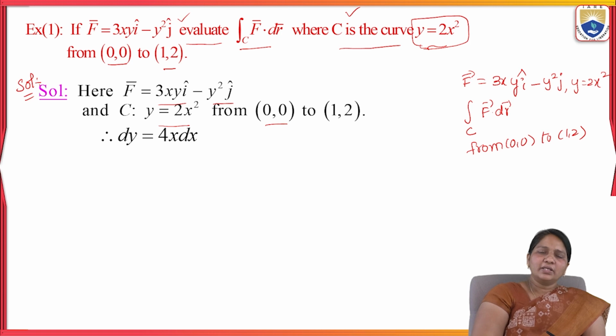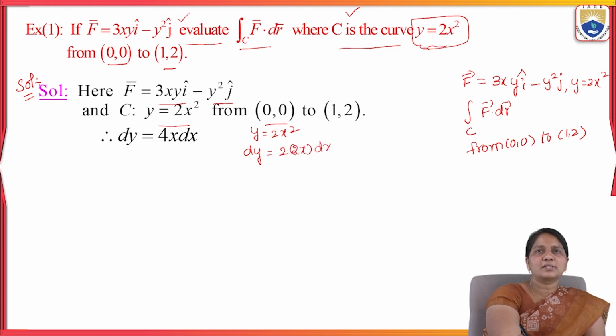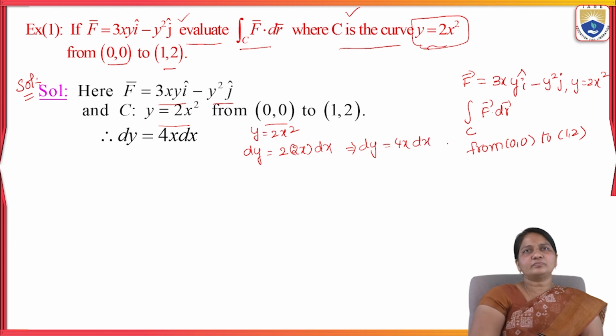Now I can calculate the integral using dx or dy, any one. So first I am differentiating y equal to 2x square. So dy equal to 2, which is the constant, times the derivative of x square, which is 2x dx. So finally the dy value is equal to 4x dx.